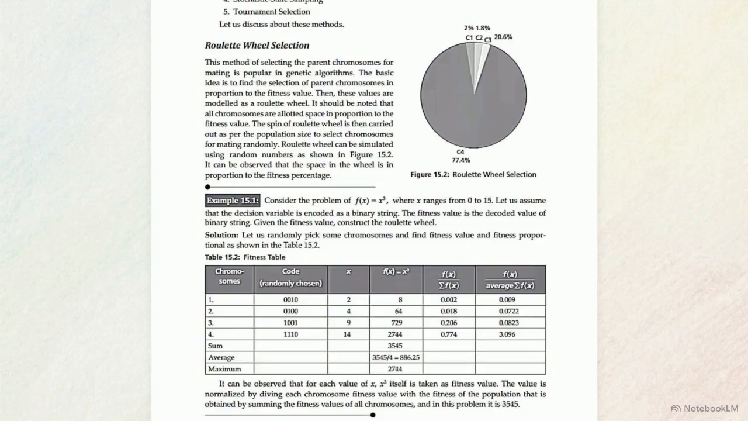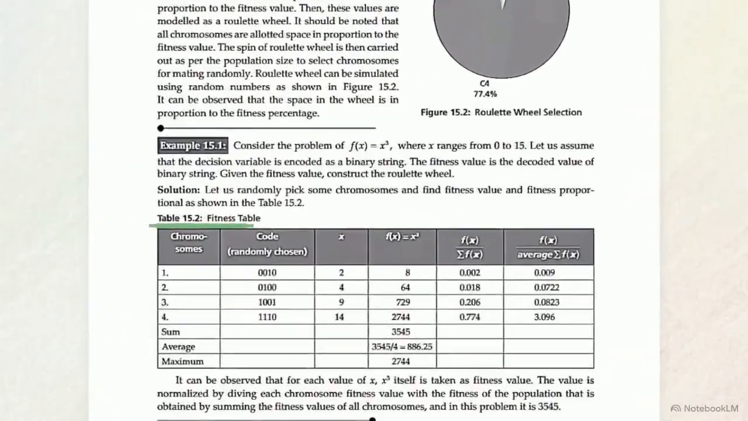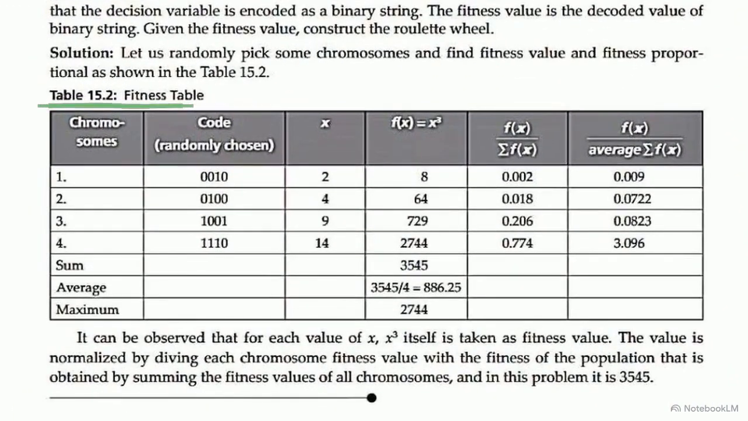for the next generation. Let's track the math in Table 15.2. We take a randomly chosen 4-bit binary code, convert it to its decimal x value, and cube it to find the fitness score. For example, the string 1110 converts to 14. Cubing 14 gives a massive fitness score of 2,744. Adding all 4 random fitness scores together yields a total population fitness of 3,545.